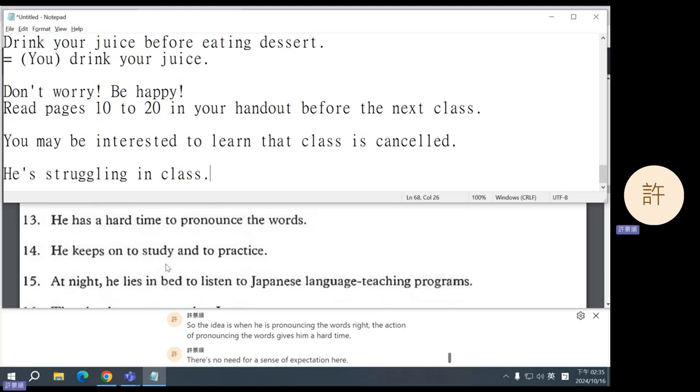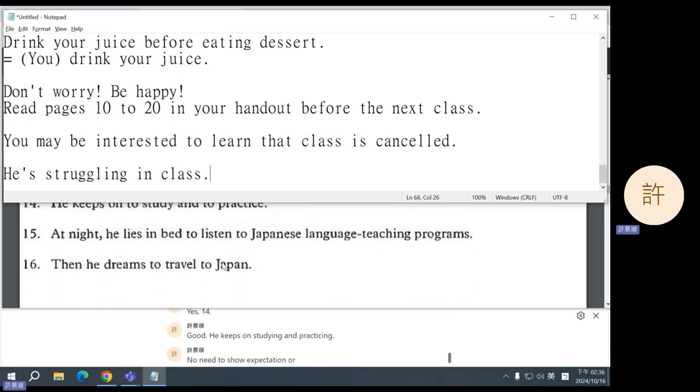14. He keeps on to study and to practice. Yes, 14. Good. He keeps on studying and practicing. No need to show expectation or obligation. 15. At night, he lies in bed to listen to Japanese language teaching programs.